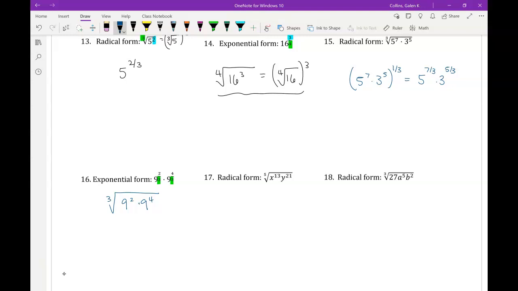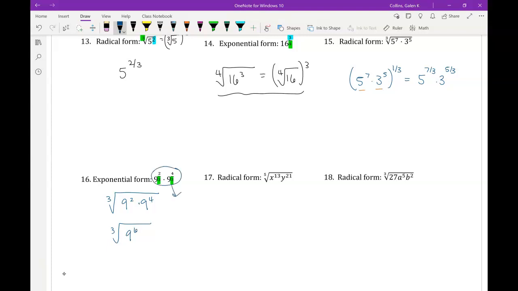And from there, I can combine those, the 9 squared and 9 to the 4th, since they have the same base. Note that I could not do that in number 15 because 5 and 3, the bases of this expression, are not the same. So I could further combine those by using my rules of powers, that when I multiply two powers of the same base, I add their exponents. I could have also done that here first.